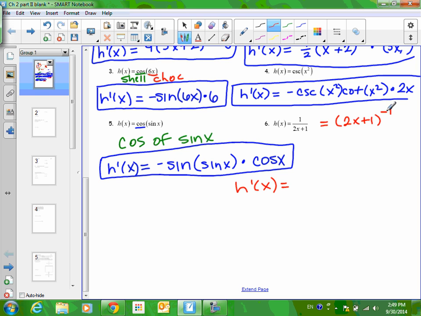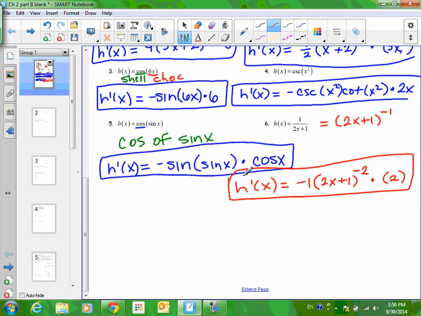So with chain rule, again, I would move the -1 to the front. I would multiply it by whatever is in front, which there's just a 1, so -1. I would keep the inside the same. I would subtract 1 from the power, which would make -2. And then I would go times the derivative of the inside. What's the derivative of the inside? 2. And that is your answer.